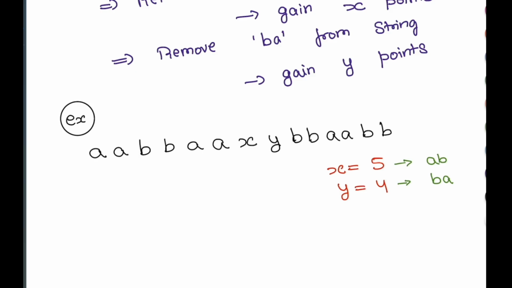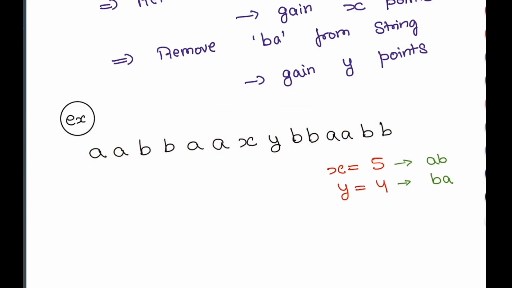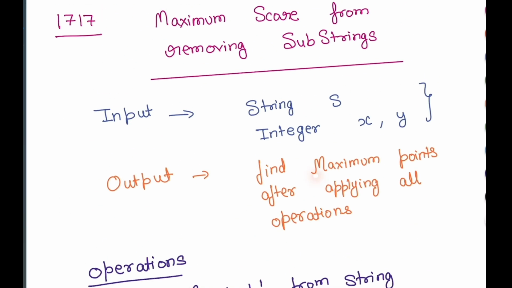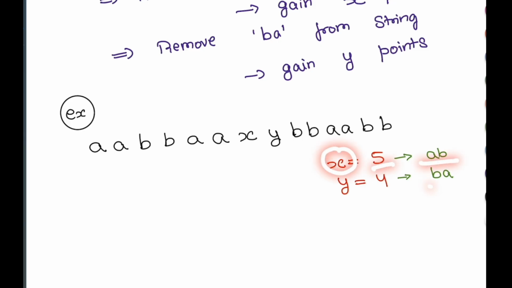Let us say the given input string s is a b b a a x y b b a a b b. That's the complete string. And we have two more inputs, x and y. The value of x is 5, the value of y is 4. We need to maximize the number of points after applying all the operations. You remove AB, you gain X points. You remove BA, you gain Y points. So there are just two operations: we can either remove AB or remove BA from the string.